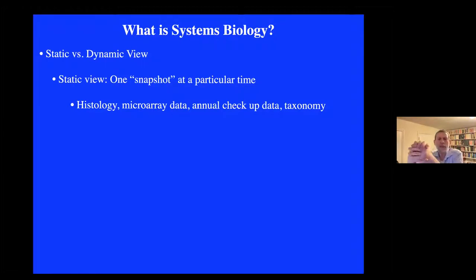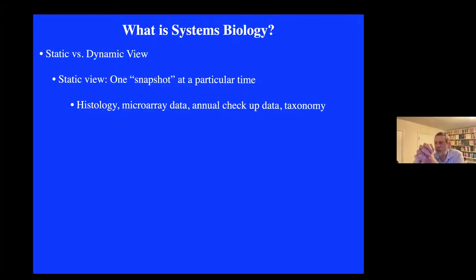Similarly, if you get microarray data, that gives you very important information about levels of different key molecules in the cell, but it's a snapshot at one time. Another example that we may all experience is that when the doctor takes you in for your annual checkup and gets your blood pressure and your weight and your height, the truth is those things fluctuate from moment to moment, from day to day, from month to month, but that gives you a snapshot of how you're doing, and that's useful.